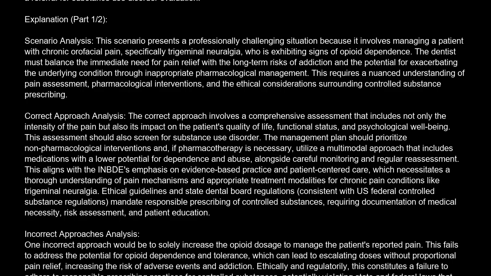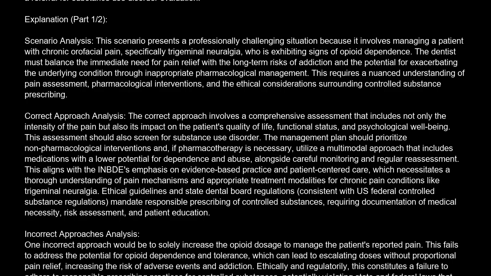Explanation. Scenario analysis. This scenario presents a professionally challenging situation because it involves managing a patient with chronic orofacial pain, specifically trigeminal neuralgia, who is exhibiting signs of opioid dependence. The dentist must balance the immediate need for pain relief with the long-term risks of addiction and the potential for exacerbating the underlying condition through inappropriate pharmacological management. This requires a nuanced understanding of pain assessment, pharmacological interventions, and the ethical considerations surrounding controlled substance prescribing.